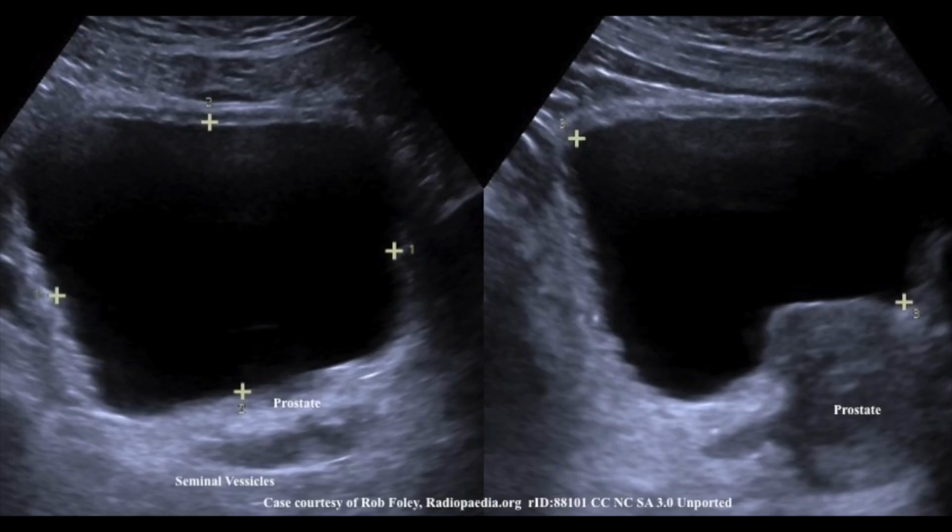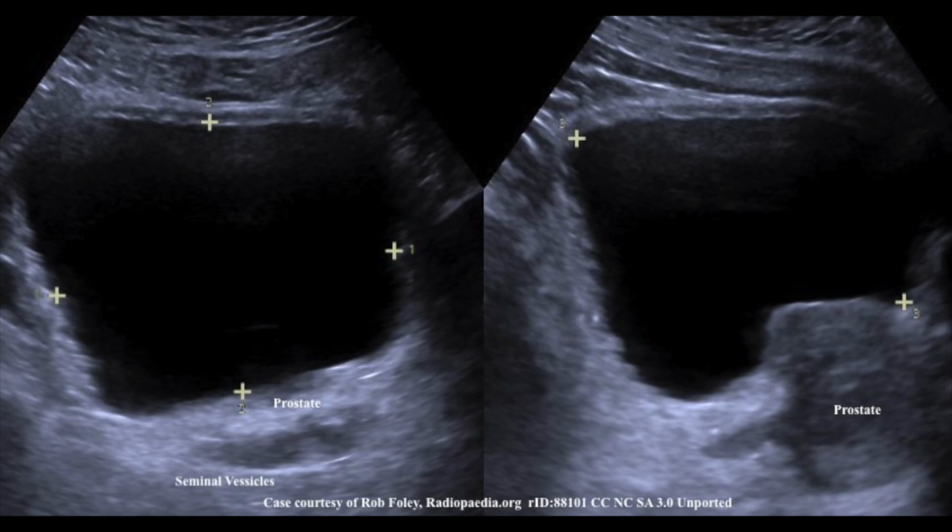Moving on to the male pelvis. In this image, we see both a long and short axis view. The short axis view is on the left, and the long axis is on the right. The large anechoic structure in the anterior part of the image is obviously the bladder, and then the prostate is immediately posterior to that. You can see it very clearly in the long axis view.